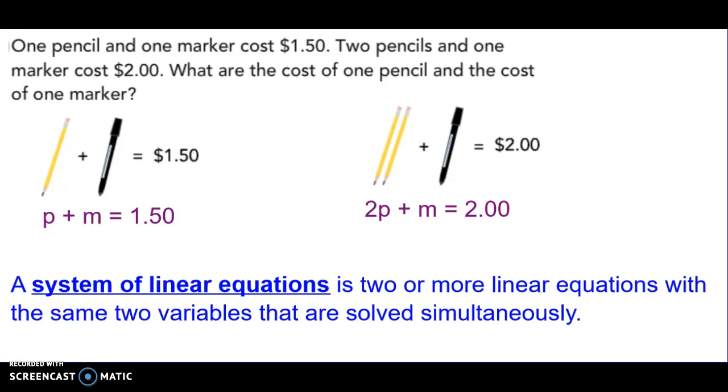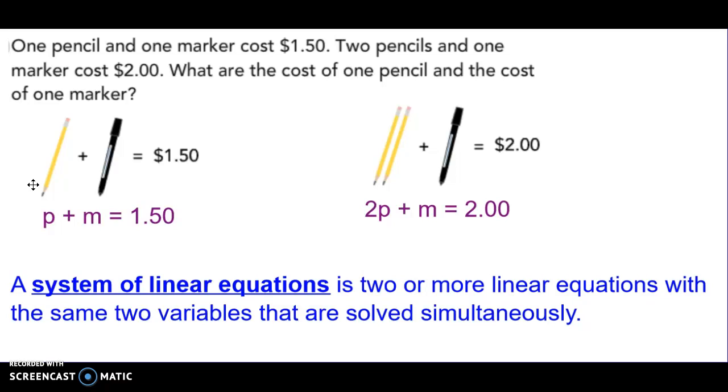So one pencil and one marker cost $1.50. Two pencils and one marker cost $2. What are the cost of one pencil and the cost of one marker? So if you see here in the visual, we're letting P equal our pencil, M equal the marker, and P plus M equals 150. Well, a second equation would be, what if you have two pencils plus one marker?